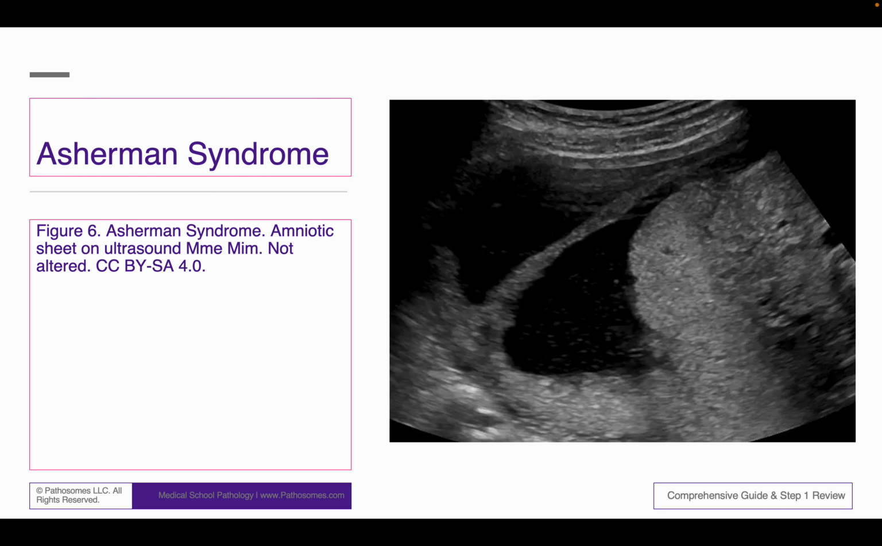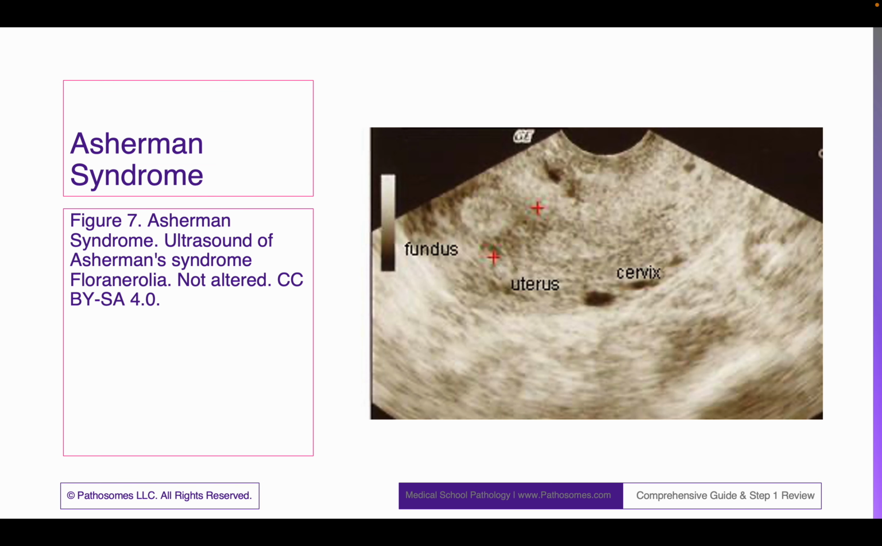And here we have imaging of an amniotic sheet on ultrasound. And here we have more imaging utilizing an ultrasound of Asherman Syndrome. Note the cervix, the uterus, and the fundus locations. Now, if you can see that, you should definitely consider going into radiology. We're going to move on because we're talking about pathology.